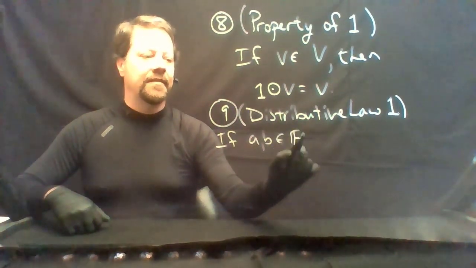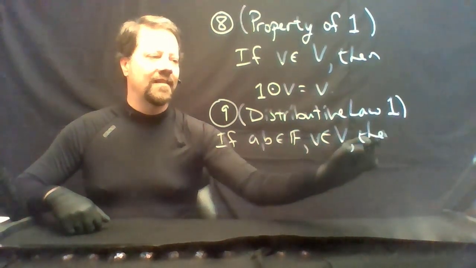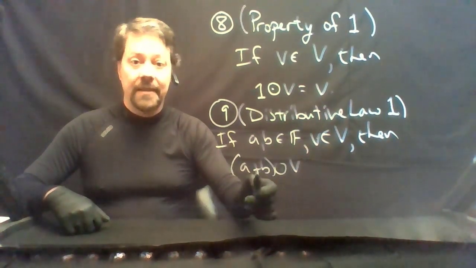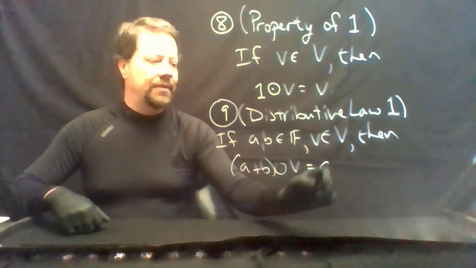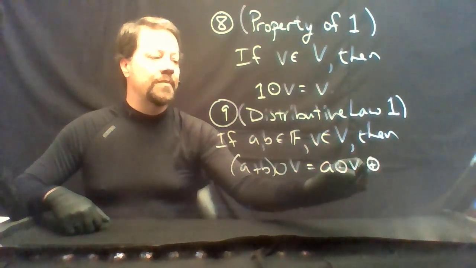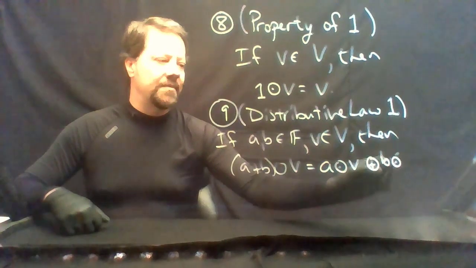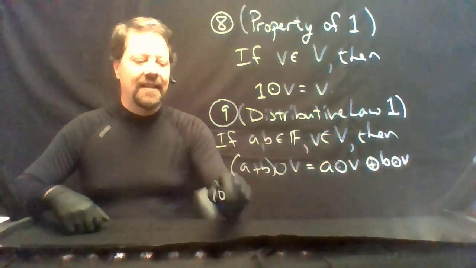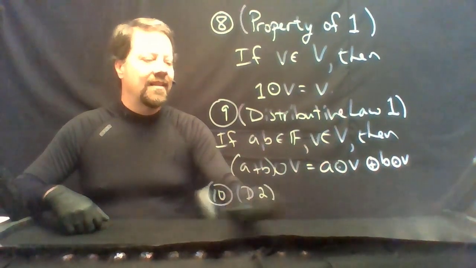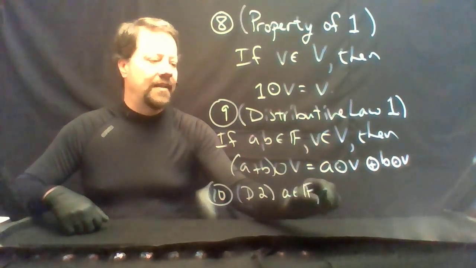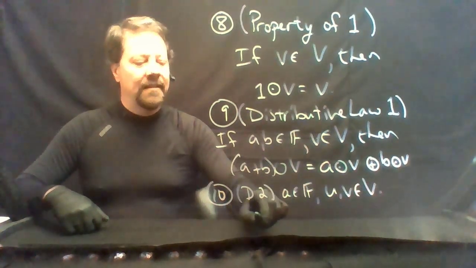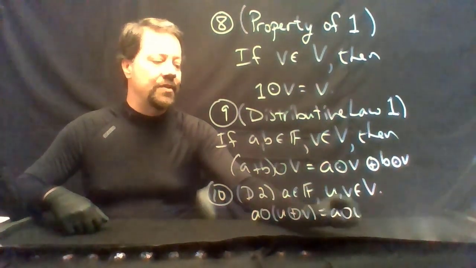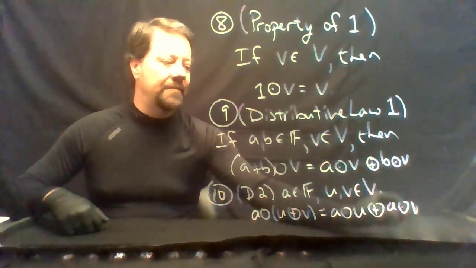If A and B are in the field, and V is in the vector space, then A plus B times V, and this is not the circle plus, this is the regular plus from the field, is equal to A times V circle plus B times V. Have to be careful about the way in which we express these operations. And then distributive law number 2. We want A to be in the field and U and V in the vector space. Then A circle times U circle plus V is A circle times U circle plus A circle times V.